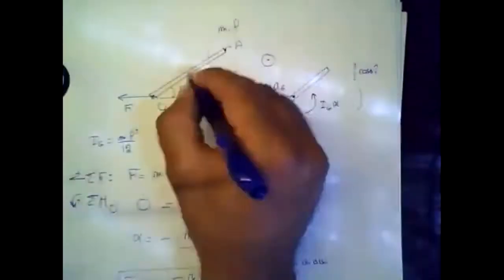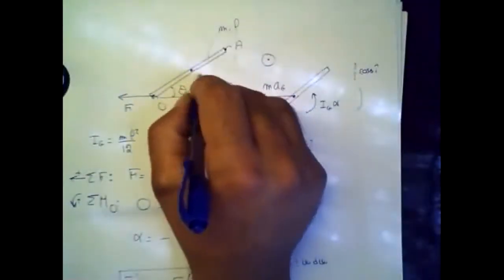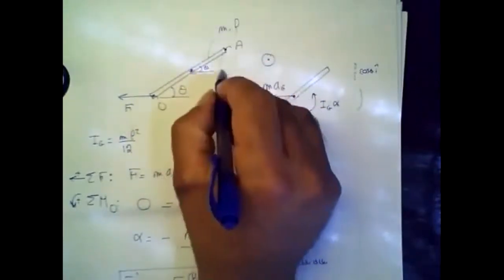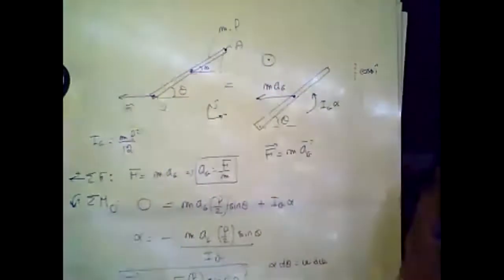If that is my point A and that is my point G, then this guy is going to be L over 2, and obviously this angle is theta, so I have L over 2 cosine theta I plus L over 2 sine theta J.